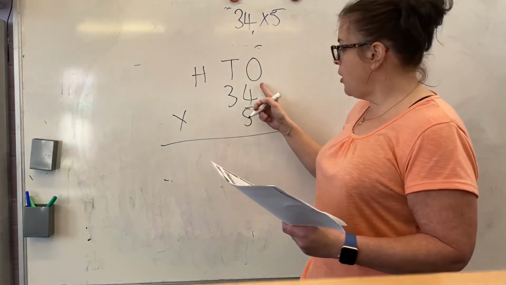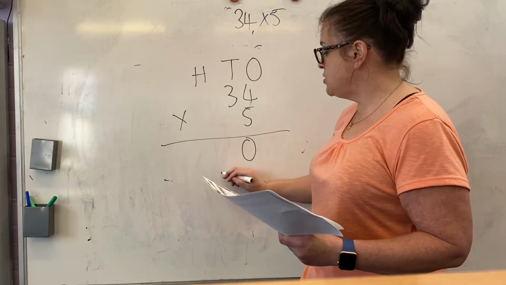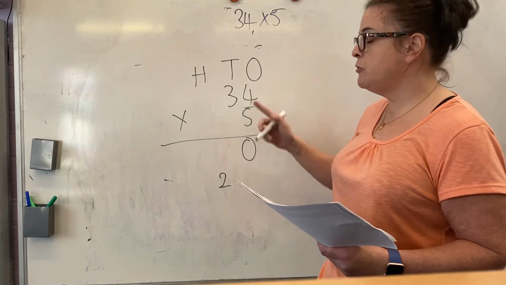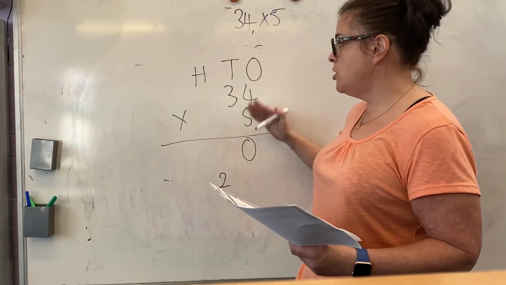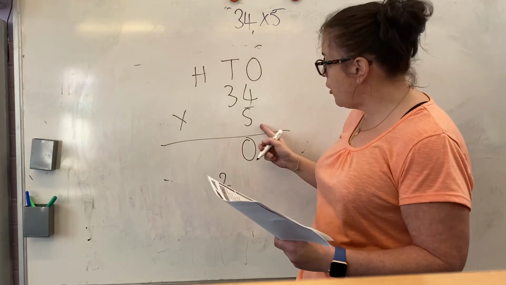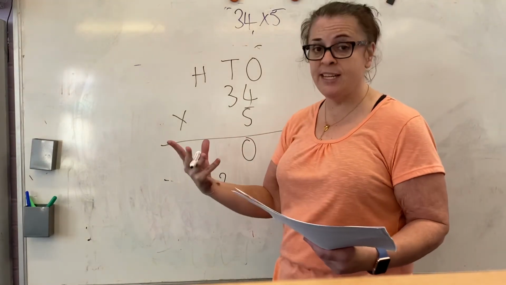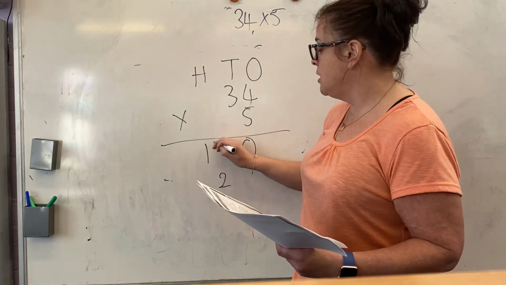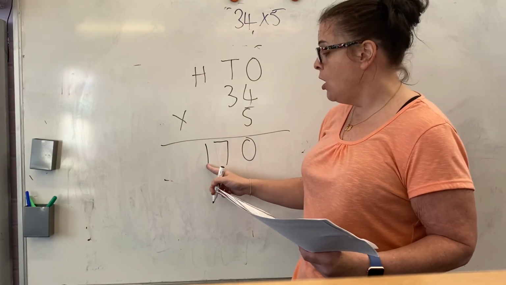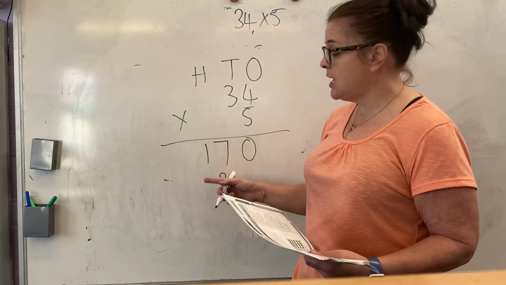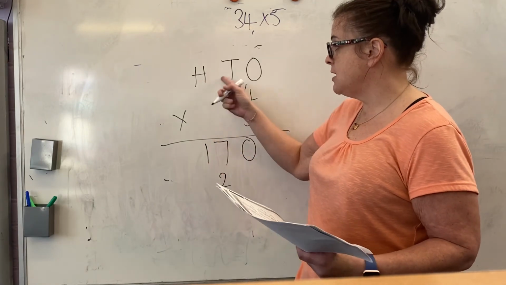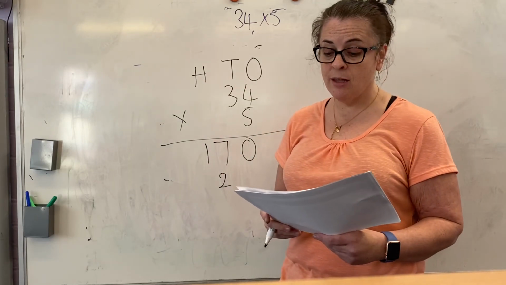Okay, I've got 5 times 4, which is 20. 2 tens, no ones. Then I've got 5 multiplied by 30, which is 150, or 15 tens, plus the 2 tens is 17 tens, or 170. And that is multiplication.